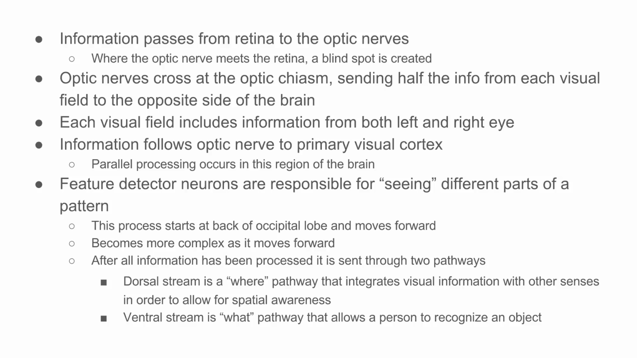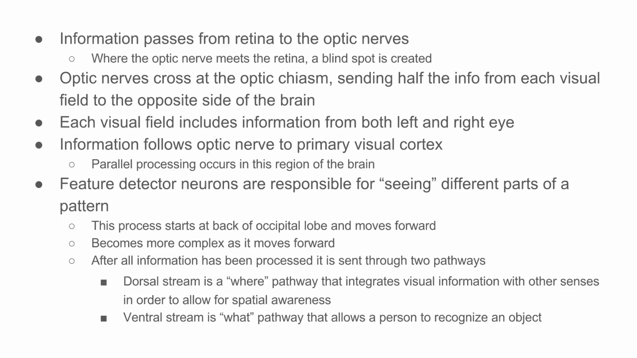Okay, and so this information goes to the optic nerves, and the information shoots down the optic nerves. Those optic nerves cross at what's called the optic chiasm, and half the visual information, half the information that's processed, goes to visual fields in the opposite side of the brain. So there's a visual processing center in your brain, and that visual processing center receives information from both the left and the right eye.